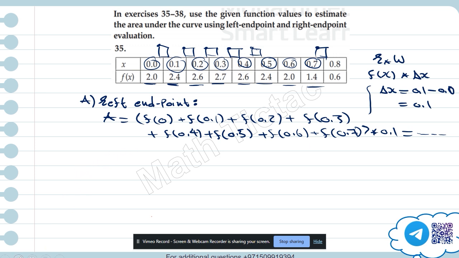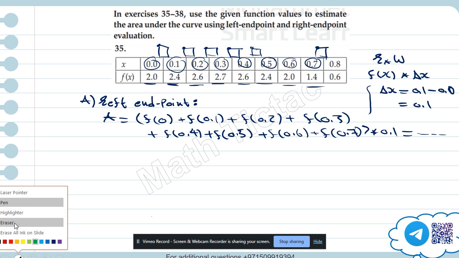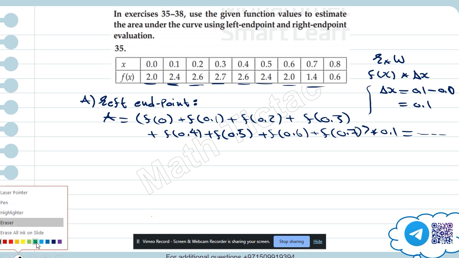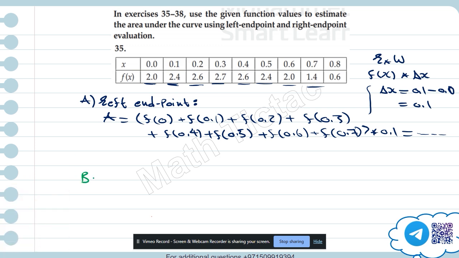What about the second method, which is using the right endpoint? Let's erase this. If we have to calculate the area using the right endpoint, this is equal to the area. The same thing, it will be f of x multiplied by delta x. Delta x is the same. Now, what is the difference here?